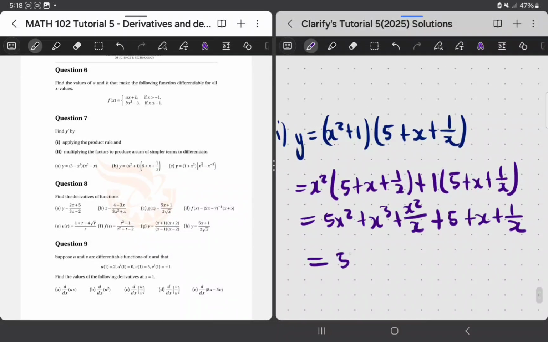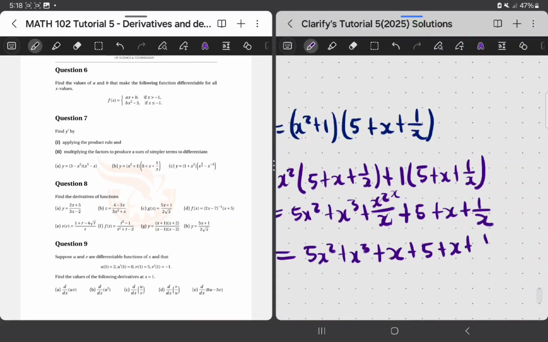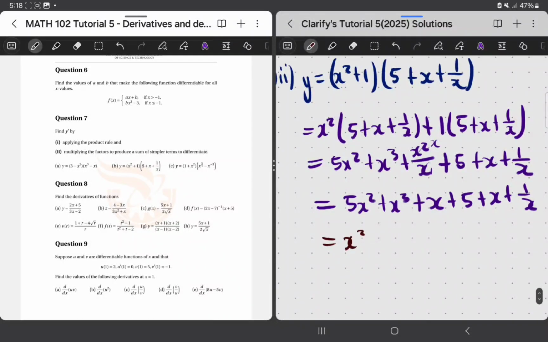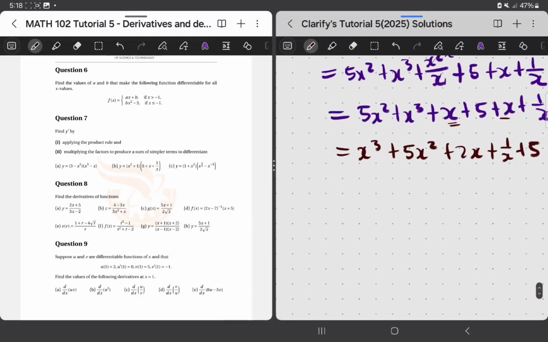What would we have now? 5x squared plus x cubed plus x into x, 1 into x squared, it's an x. You remain with just one more, which is x. Then plus 5, plus x, plus 1 over x. Now we can look for like terms. We have x to the 3, then 5x squared. Then we have an x and an x, so it'll be plus 2x. Then plus 1 over x, then plus 5. So y is equal to x cubed plus 5x squared plus 2x plus 1 over x plus 5.